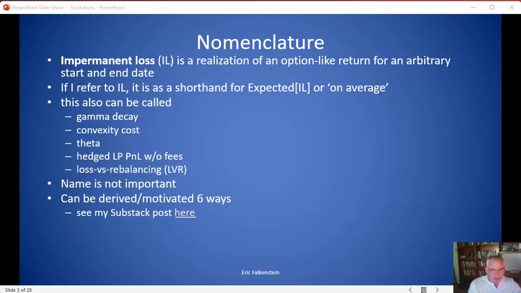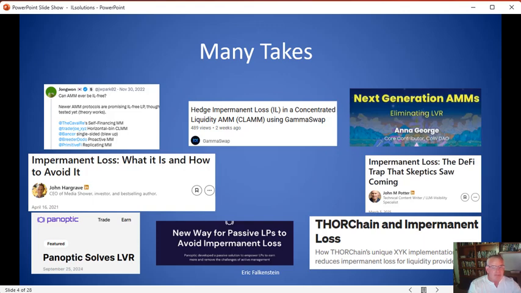But let's go on to some of these bad ideas. There are many takes on how to eliminate this. So you see every month or quarter, somebody's got a new protocol that eliminates or massively reduces IL.